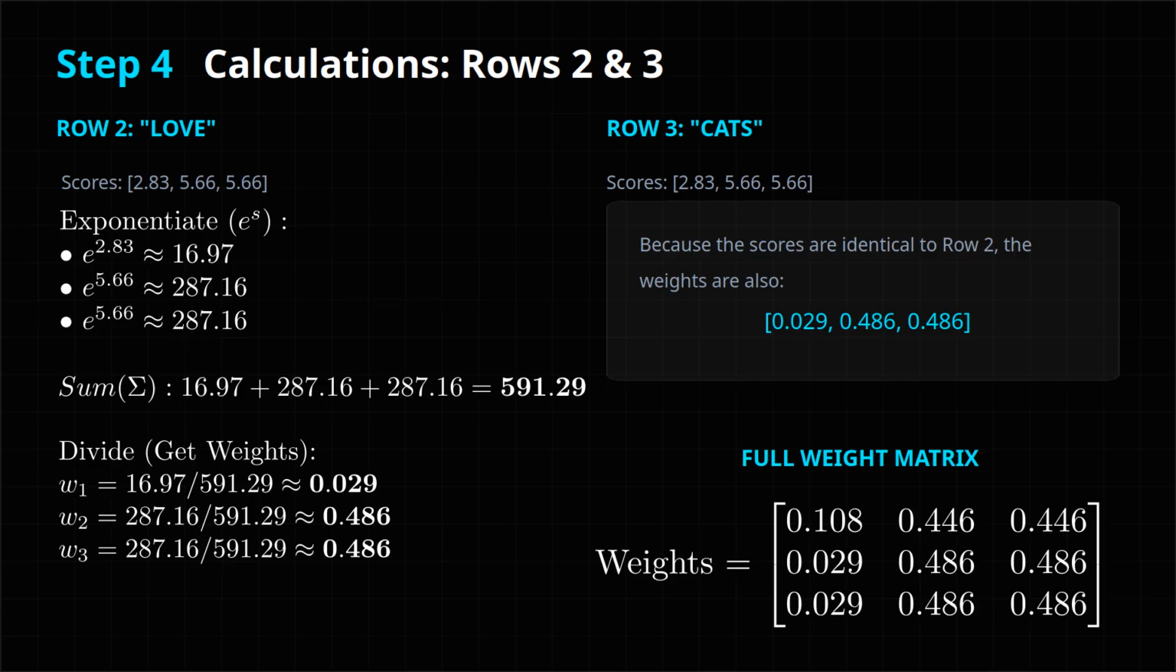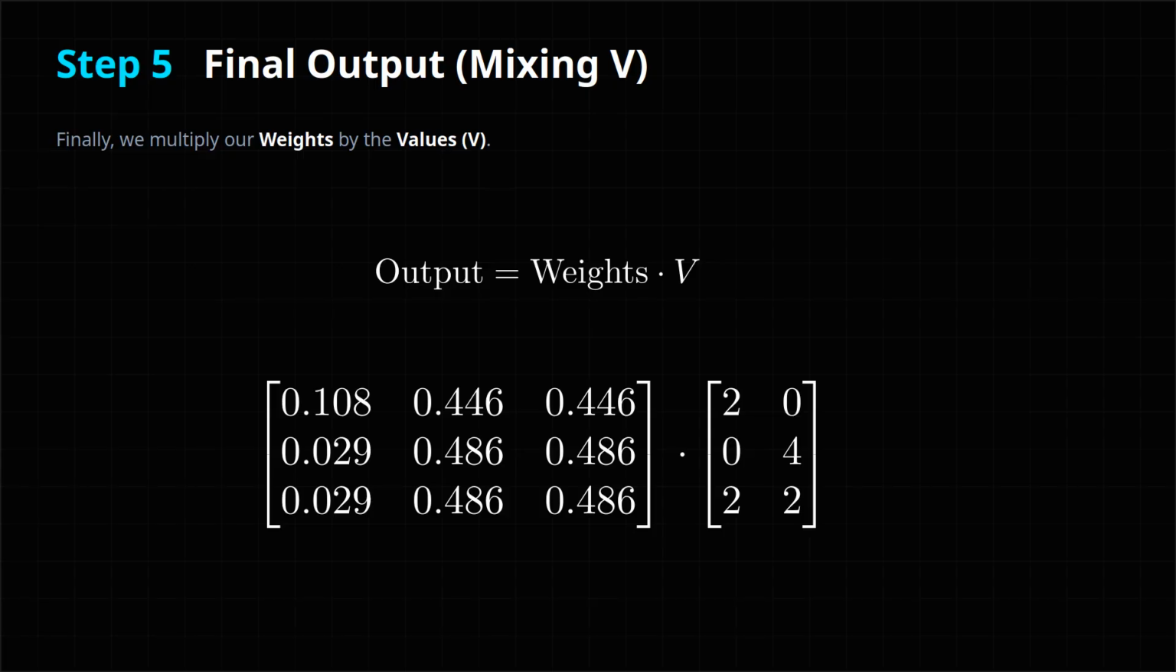You can think of each row as a spotlight. It decides how strongly this word shines its light on every other word when updating its meaning. We are now ready for the final step. Remember, the value vectors hold the actual content we want to move forward through the network. The attention weights tell us how strongly each word should borrow the value of each other word.